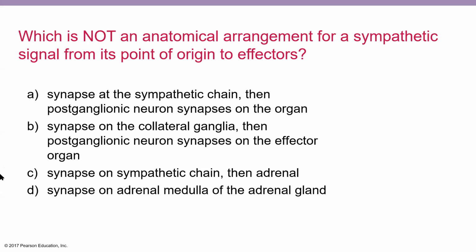So C is incorrect because it does not synapse onto the sympathetic chain and then the adrenal gland. It'll synapse either on the sympathetic chain and then the effector organ, or on the adrenal gland, and then release that hormone. So C is the incorrect option.